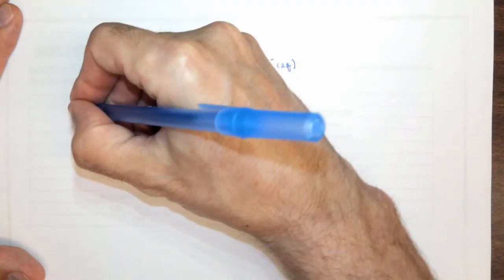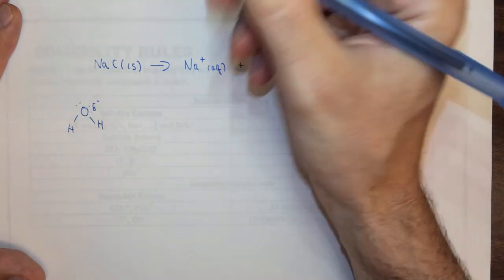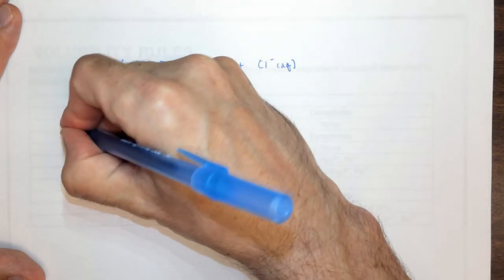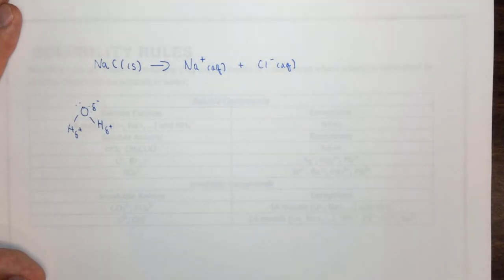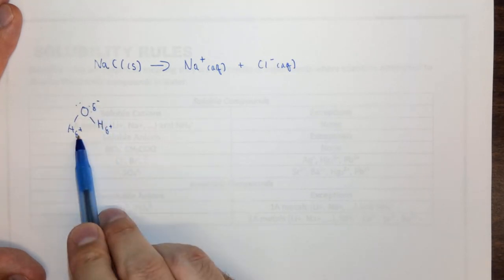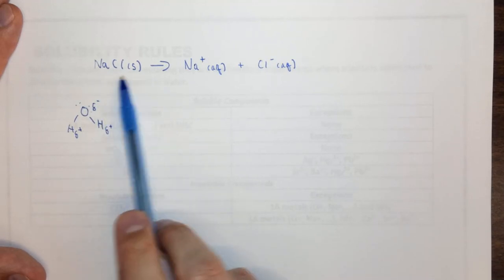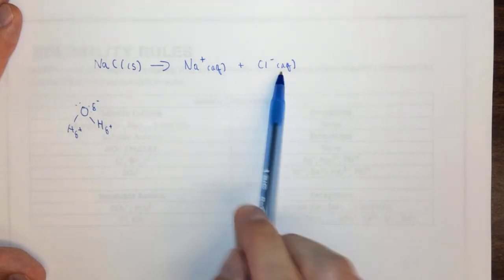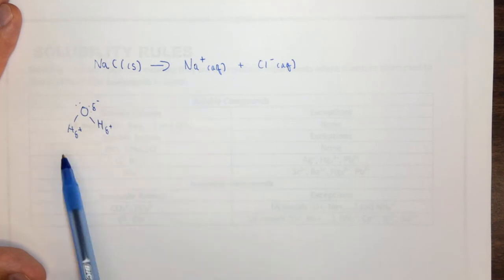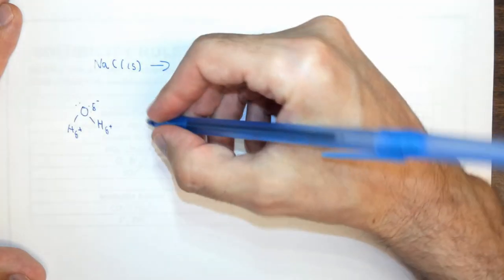So water, for whatever reason that we'll talk about later on in the course, has a partially negative oxygen and the hydrogens are partially positive. So this delta means partially. So this is partially minus and these are partially positive. So if we wanted to melt NaCl and separate the ions, we would have to add a tremendous amount of energy. But if we add water, it can stabilize these ions.